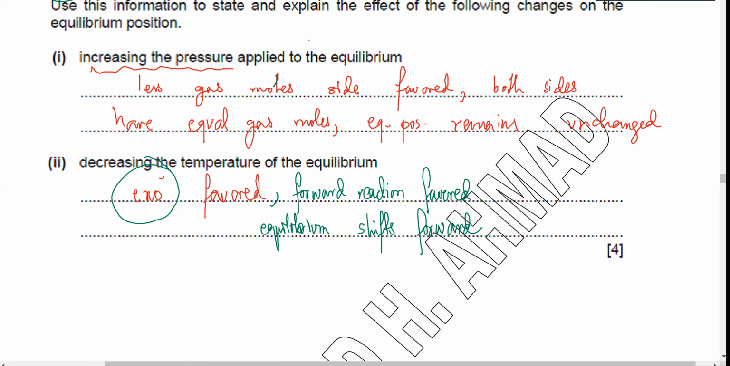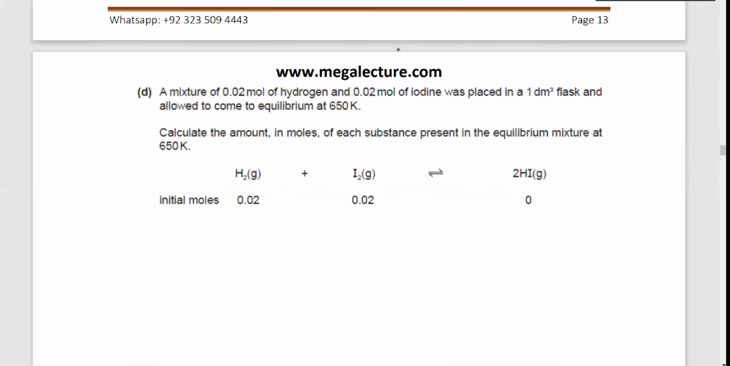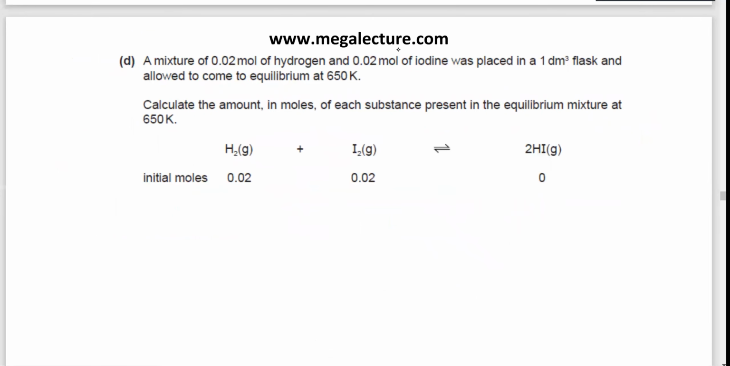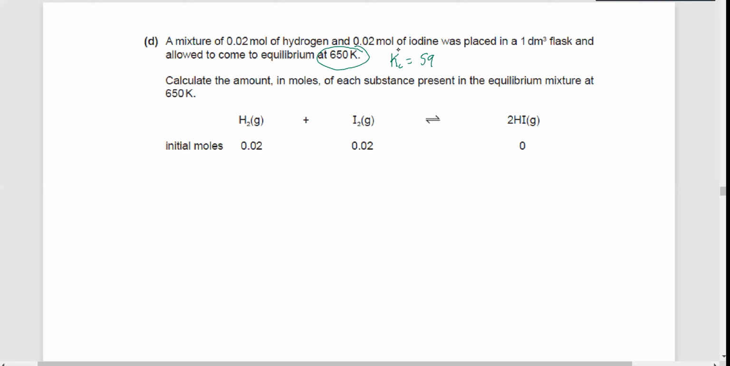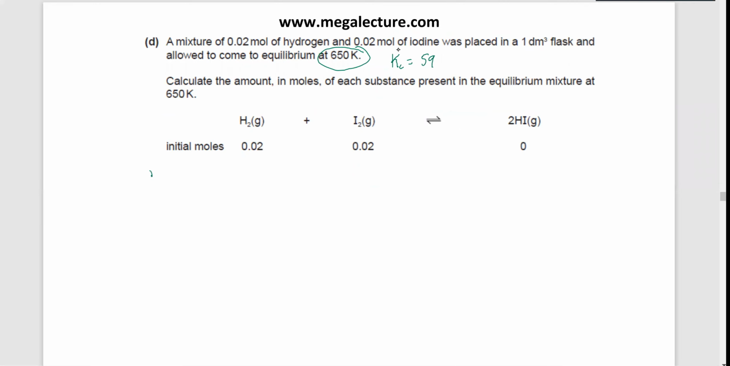So equilibrium shifts to the right. Now, let's move to the next part. Remember, he's talking about 650 kelvins, and we have the value of Kc at 650. In the previous part, it's 59. So we have to solve for this now. And the initial moles are given. So we're going to figure out how many moles are getting reacted or produced. That's the middle row.